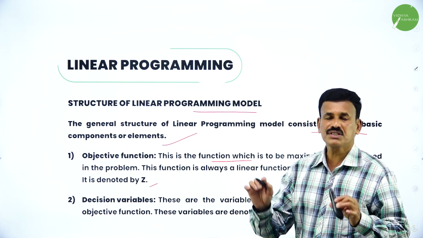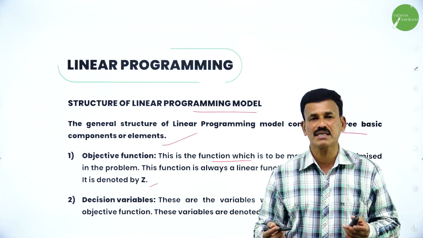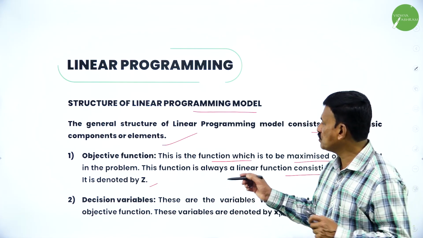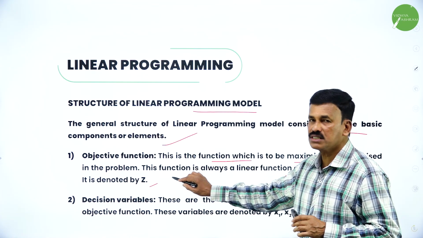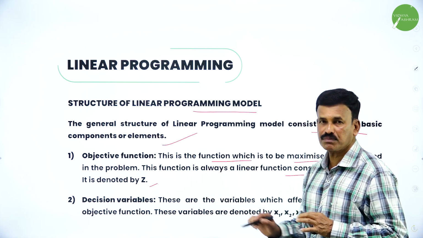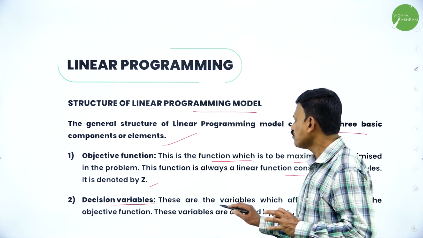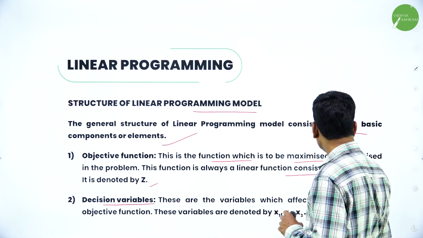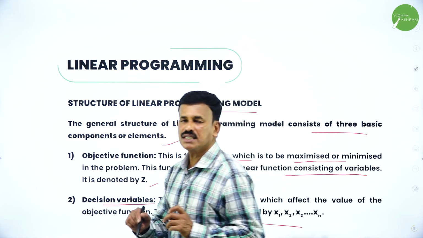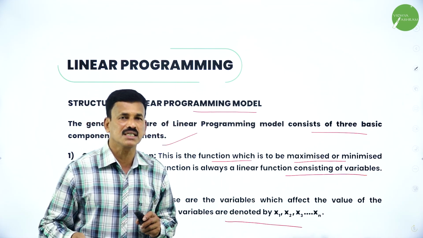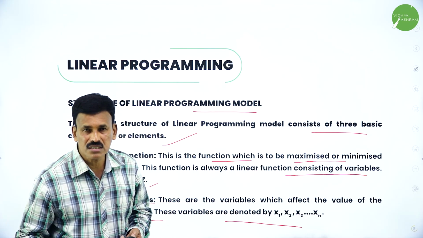That means the function which is to be maximized or minimized, that is optimized. Optimized means maximized or minimized. The function which is going to be maximized or minimized is called the objective function, and this function is usually denoted by capital letter Z. Now, decision variables. What are decision variables? These are variables which affect the value of the objective function. These variables are denoted as x1, x2, x3, etc., xn, and are called the decision variables.